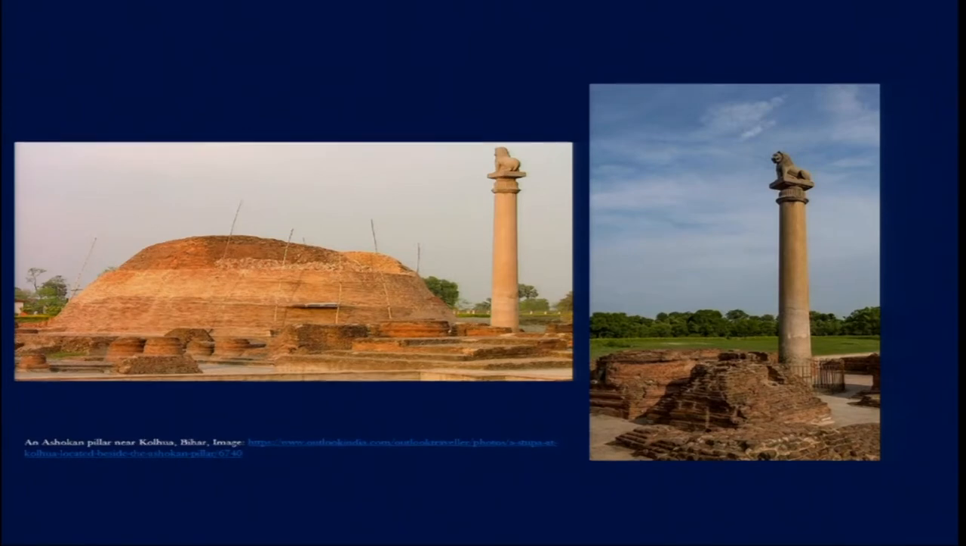In some cases we find that the animals are much more naturalistic, in some cases the animals are slightly more stylized. So these are the kinds of variations we find, but those are definitely dependent on the context in which the pillars are erected and where these pillars are erected. So this is what we find, a very peculiar architectural characteristic that came up during Ashoka's time period.